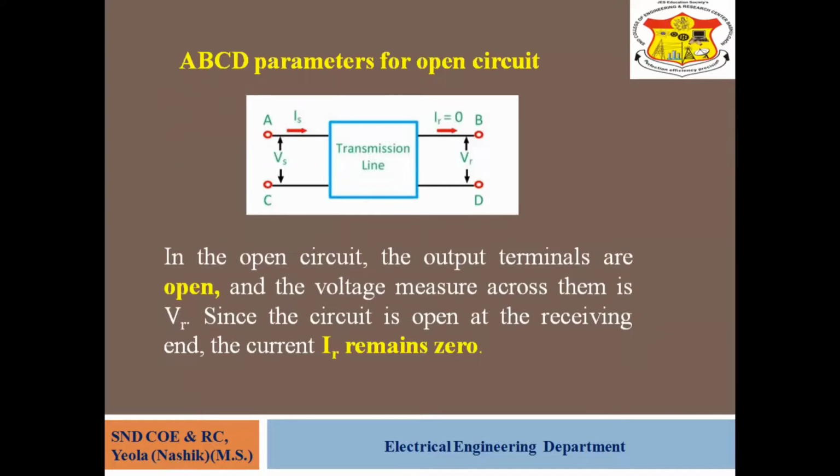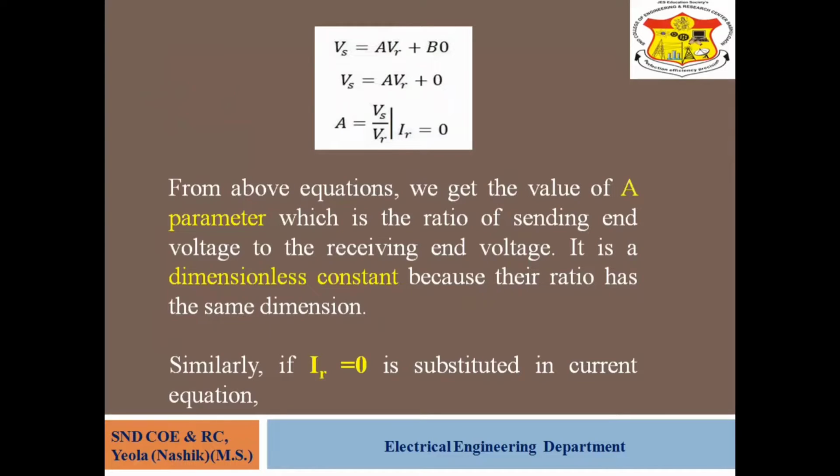ABCD parameters for the open circuit. Here, open circuit means the receiving end is an open terminal, so the current flowing through the receiving end is equal to 0. Only the receiving end voltage VR is there. Since the circuit is open at the receiving end, the current IR remains 0. So the equation Vs becomes A VR plus B into 0, so Vs equals A VR. So the constant A is equal to Vs by VR at IR equal to 0.